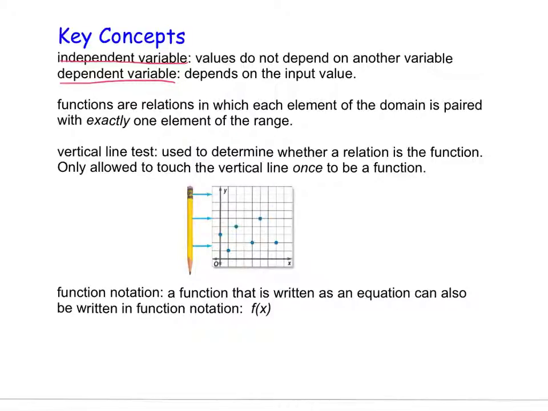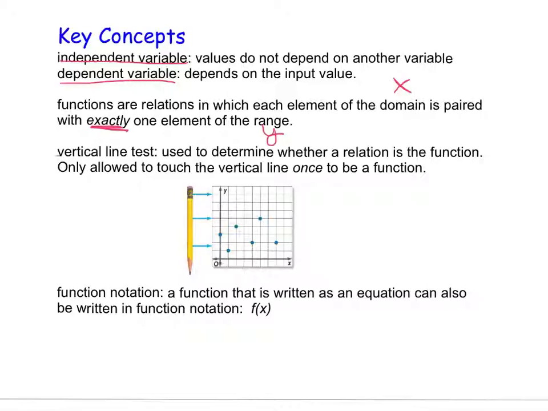Next, we've got dependent variable. And a dependent variable depends on the input value. So let's say maybe the amount of gas that you need in your car depends on how far you're going to go. So that's a dependent variable. Functions are relations in which each element of the domain is paired with exactly one element of the range. And so domain, remember, we know as the x values, and the range we remember as those y values.